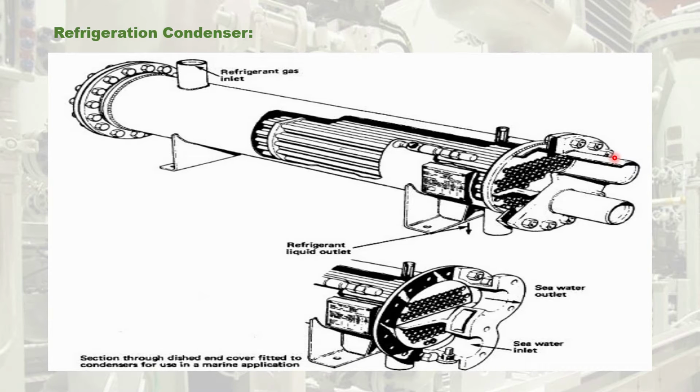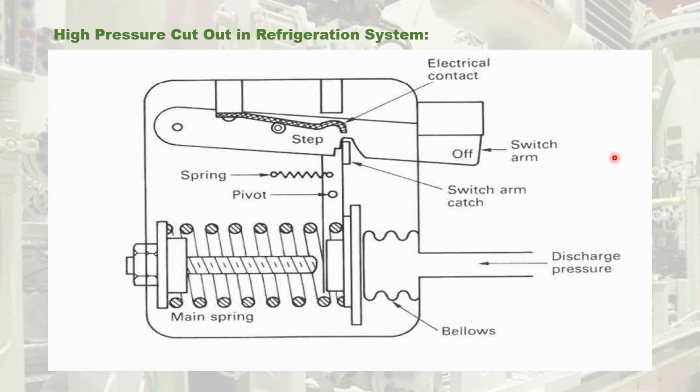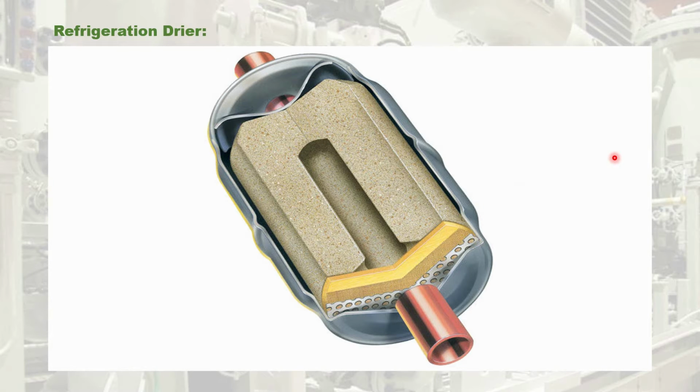In this session, you will be learning about the refrigeration condenser, the high pressure cutout in a marine refrigeration system, and a refrigeration filter dryer. But before proceeding further, let us quickly recap the actual marine refrigeration system used on board ship and the flow of refrigerant in that system.